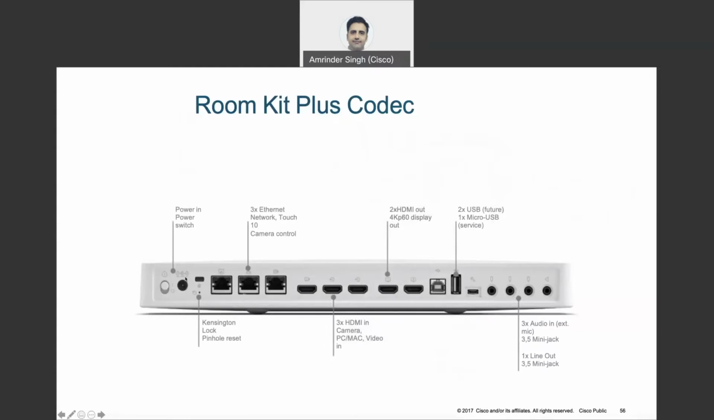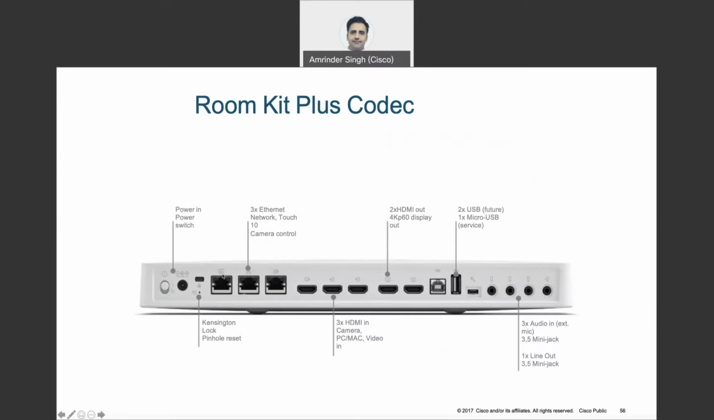RoomKit is a small unit similar to SX20. There's a power button at the back, and the jack to connect the power supply. This is your Kensington lock pinhole. You also have a pinhole here to reset your codec. So it's a hard reset option. If you need to factory reset your unit, this will be the place. Just press and hold it down for 10 seconds and it will reset.